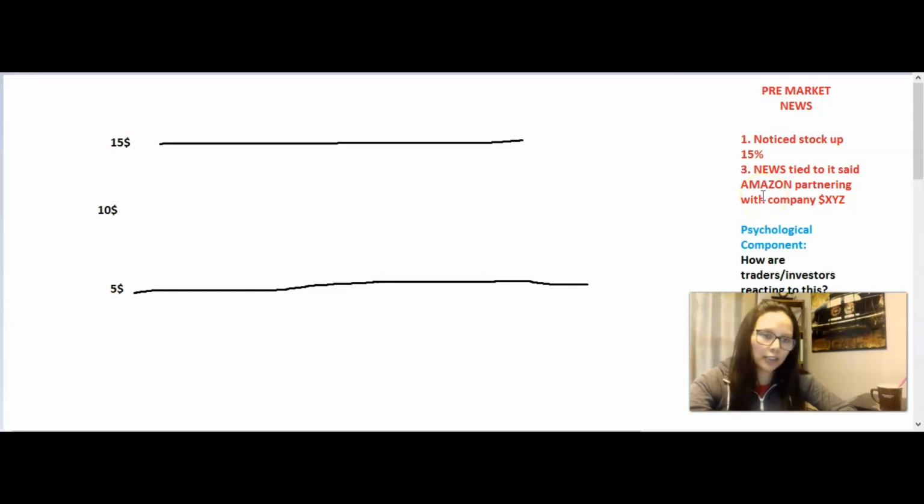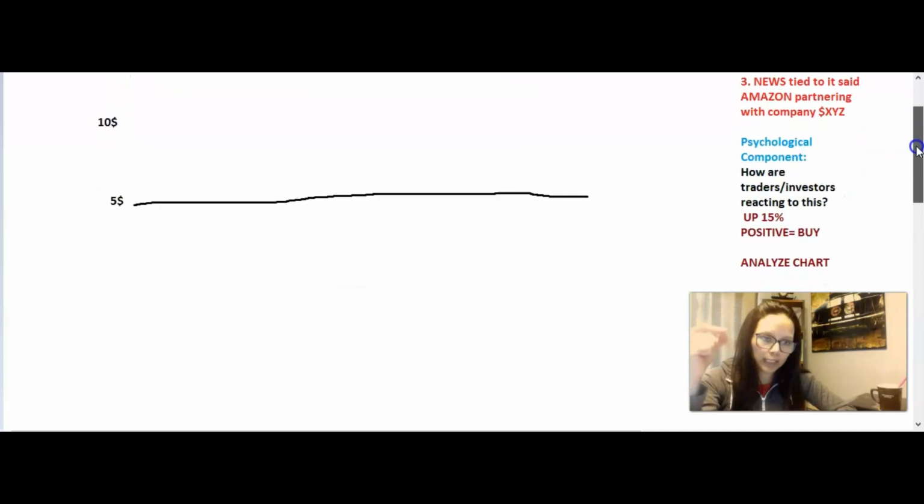We click on it and we see that there's news tied to it. Okay, boom, another positive thing, right? Say Amazon is partnering with XYZ stock, whatever. It doesn't matter what the stock is. So we got news and it's up, right? So the psychological component behind it: how are traders, investors reacting to this? Well, if it's up 15%, like I said, it's positive, right? In my mind, I would think to buy, right?